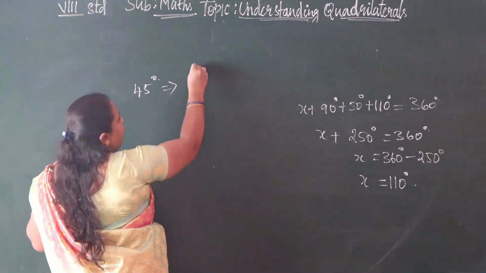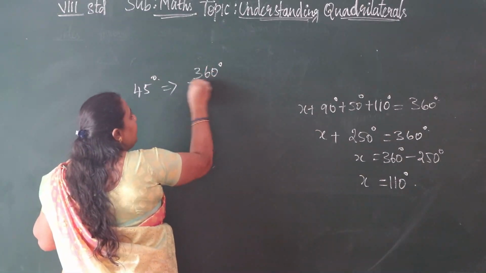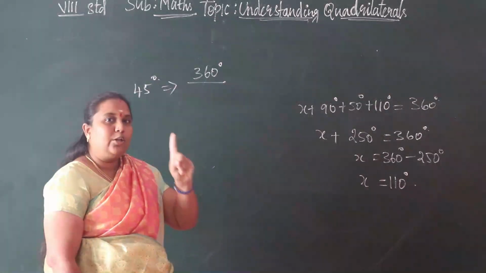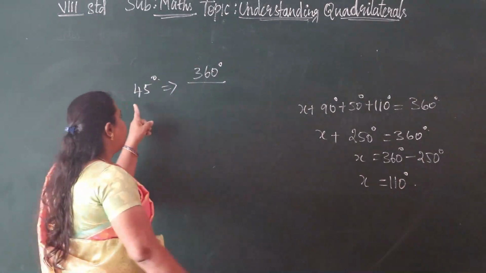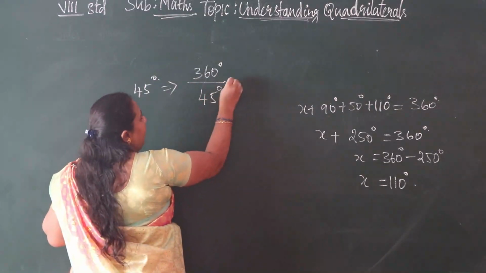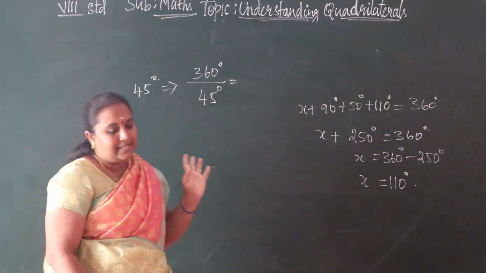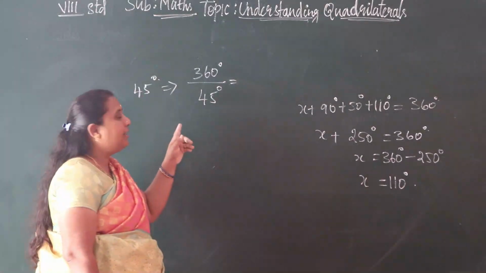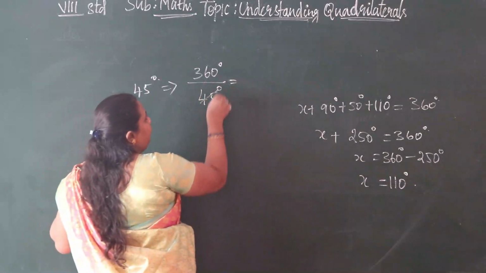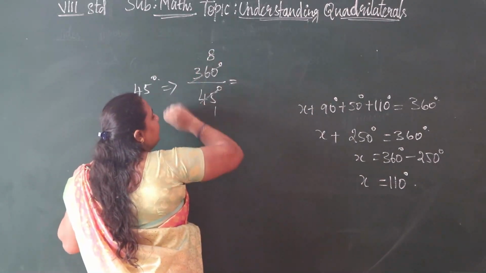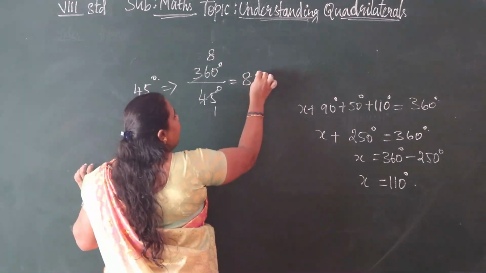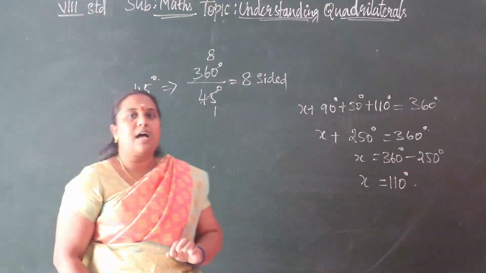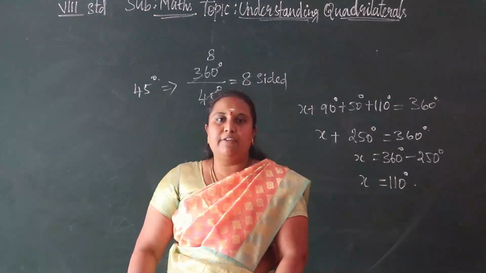So we can divide. The total measure of the exterior angles of a polygon is 360 degrees, divided by one angle of the regular polygon. One angle is given as 45 degrees. So we divide 360 by 45. 45 ones are 45 and 45 eights are 360. So we have an 8-sided polygon. An 8-sided polygon is the regular polygon having each exterior angle equal to 45 degrees.